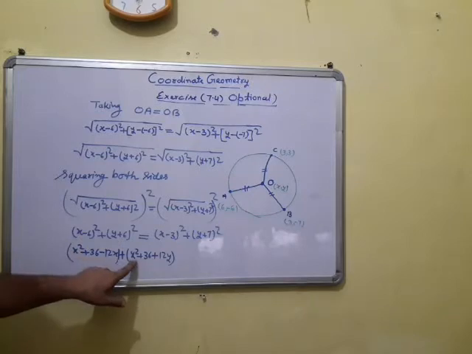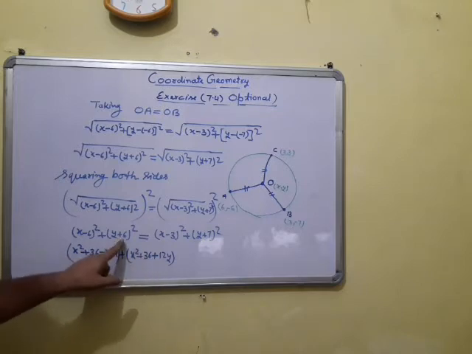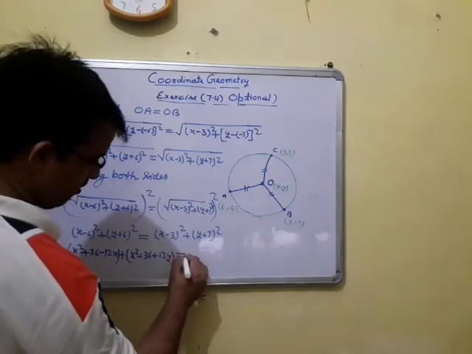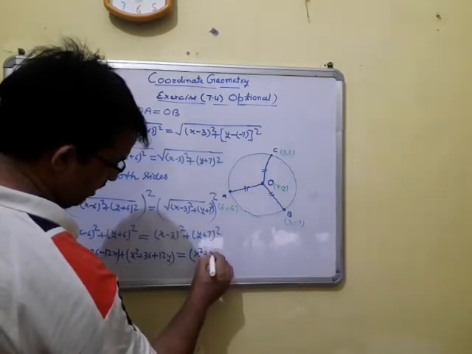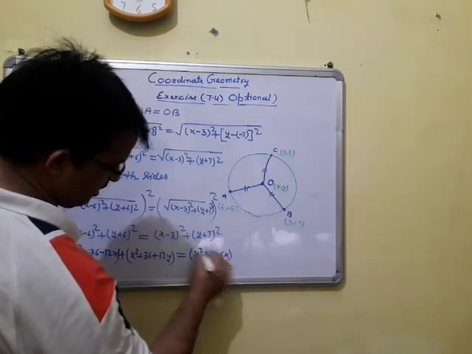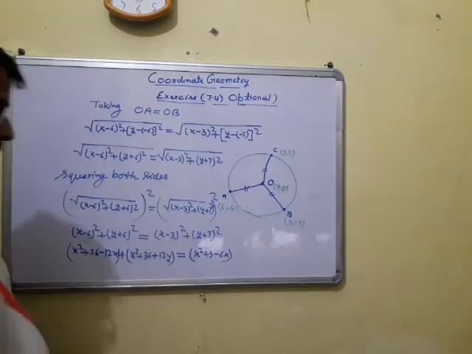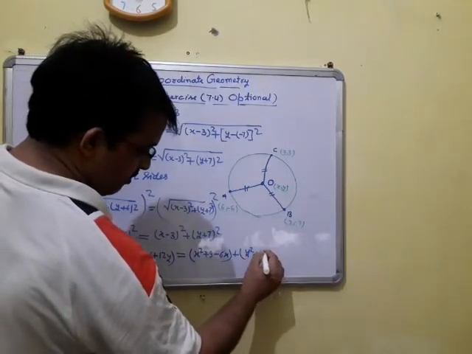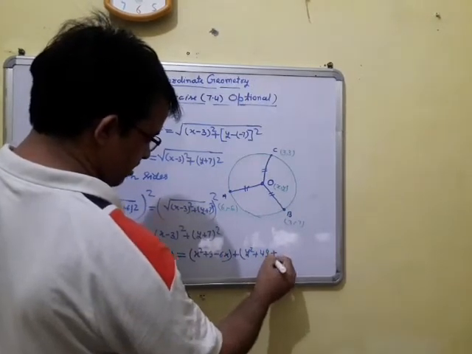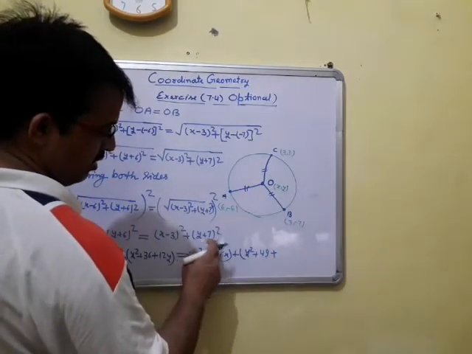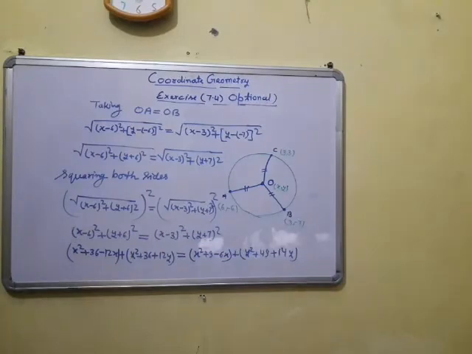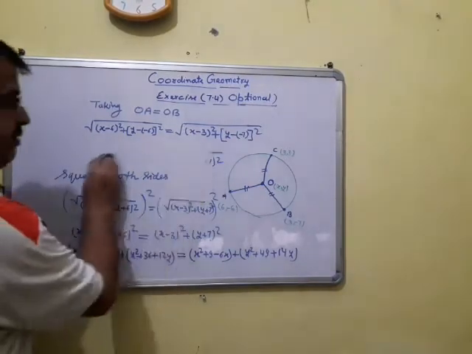Clear? (x−6)² gives x² + 36 − 12x, where 2ab is 2 into 6 into x, 12x. Now similarly here, (x−3)² gives x² + 9 − 6x, and plus (y+7)², we get y² + 49 plus 2ab, 2 into 7, 14y. Clear?